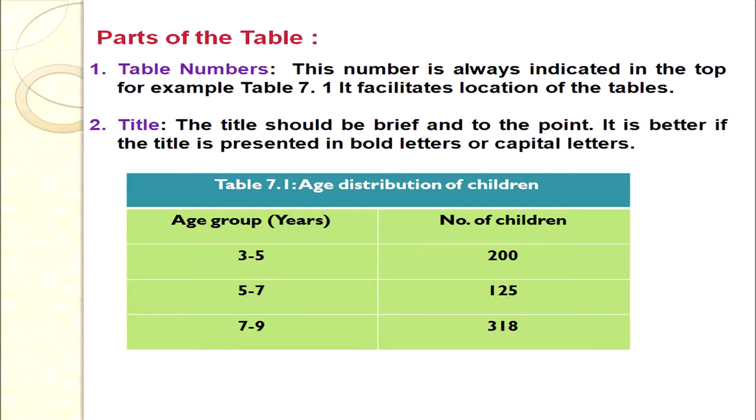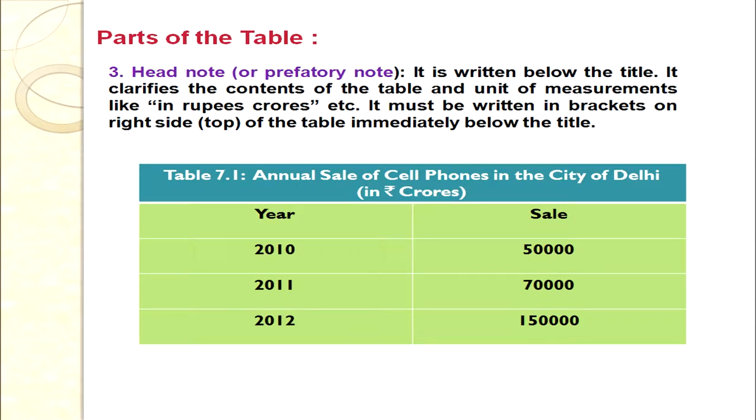Now, after this, we are going to discuss about head note. As you can see in the example, the head note is in brackets, in rupees crores. That means when we talk about head note, it is just written below the title. So, first we are going to write table number, then title, and then head note. Head note will be just below the title and it will be in the brackets.